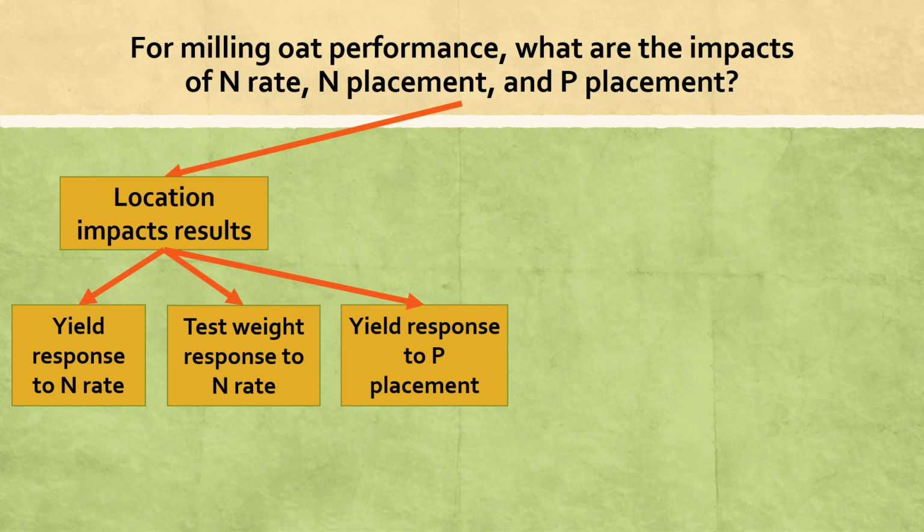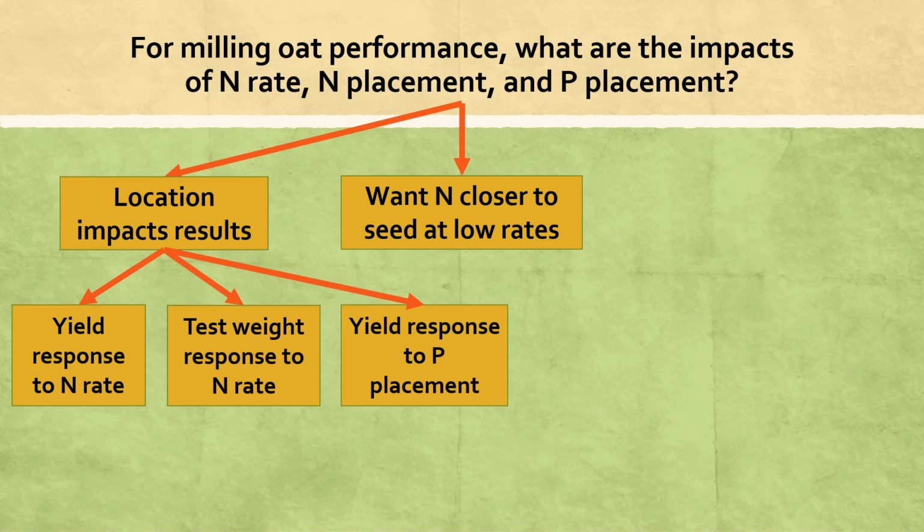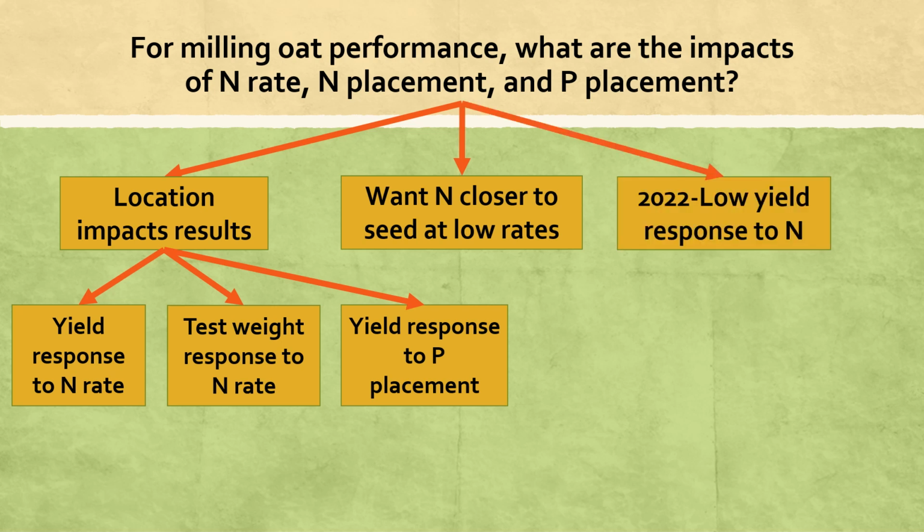And also we saw decreasing test weights as nitrogen rates increased. Now at both sites, we did see lower yield as nitrogen was placed further away from that seed row in the mid row versus in the sideband at low nitrogen rates. And lastly, just overall in 2022, there was quite a low yield response to increasing nitrogen rate.